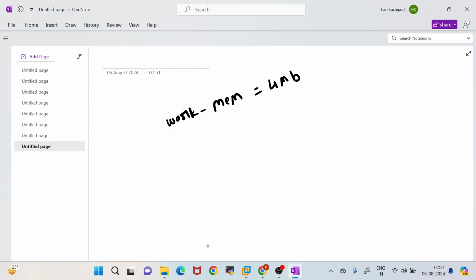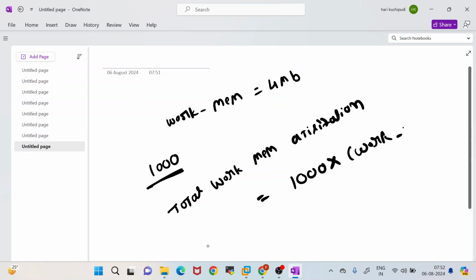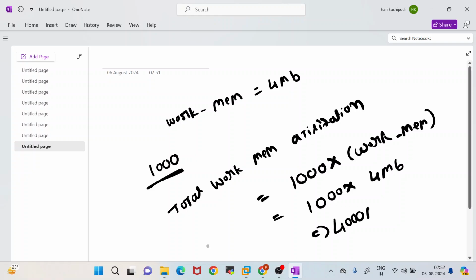Let's say I have 1000 connections to my database. What is the total utilization of the work memory? Total work_mem utilization equals the number of sessions times the value that is defined using the work memory parameter. In my case, the value of the work memory parameter is 4 MB. 1000 times 4 MB is 4000 MB, which is almost equal to 4 GB. So 4 MB is fine.